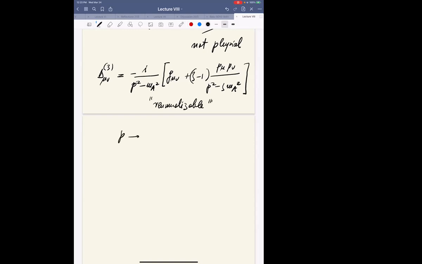When p goes to infinity, delta mu nu of C goes to 0 very quickly, goes as 1 over p squared, goes to 0, just as happens in QED. Notice manifestly that there is 1 over p squared. The second piece is p mu p nu, it's not MA squared now, it's p squared minus psi MA squared.